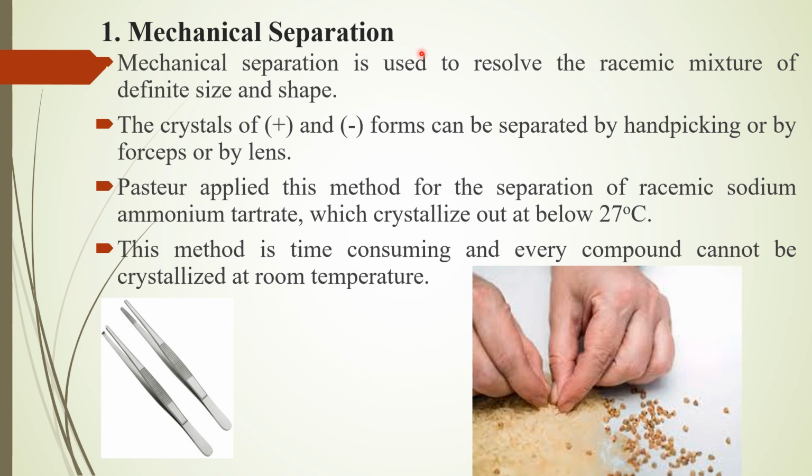First one is mechanical separation. So this method is used to resolve the racemic mixture of definite size and shape. The crystals can be separated by hand picking or by forceps or by lens. Pasteur applied this method for the separation of racemic sodium ammonium tartarate. And this method is time consuming and every compound cannot be crystallized at room temperature.